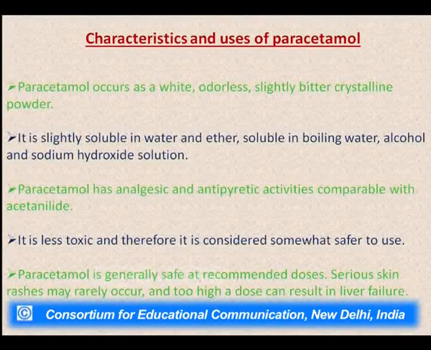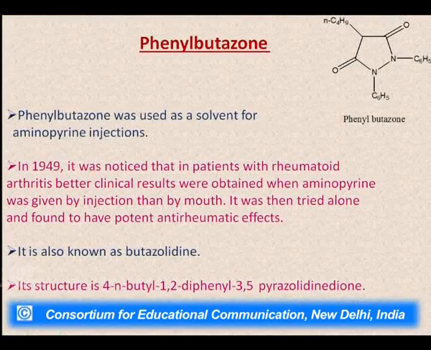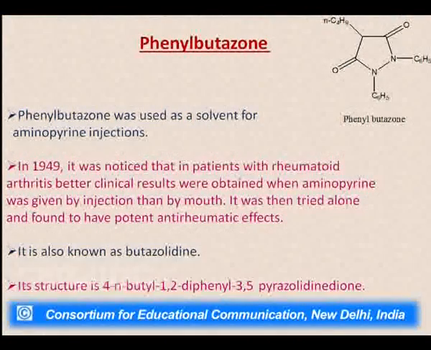It is less toxic and therefore considered somewhat safer to use. Paracetamol is generally safe at its recommended doses, but if it is taken in a large amount or used for a long period, then it may cause some liver damage also. Skin rashes may also occur, and too high a dose results in liver failure. Then the next member of the antipyretic analgesics is phenylbutazone.